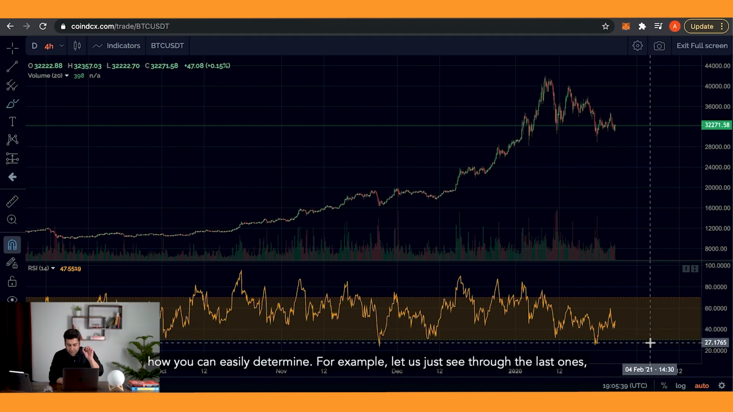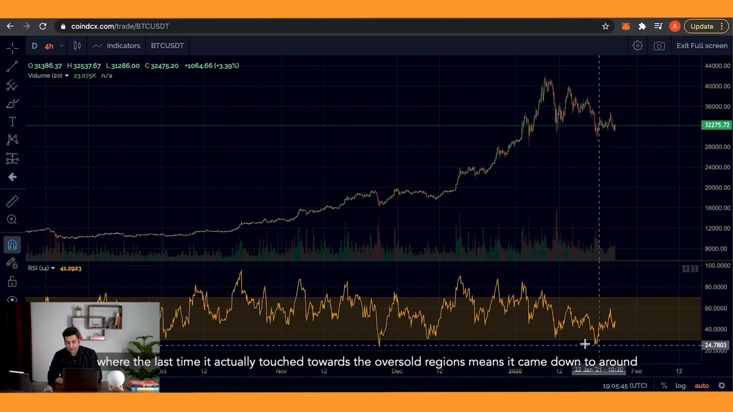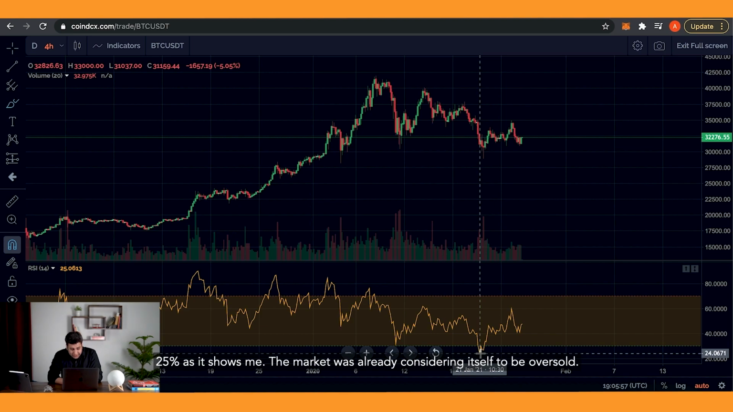So for example, let us just see through the last ones. All right, the last time that it actually touched the oversold region, it came back down to around 25%, as it shows me 25%.